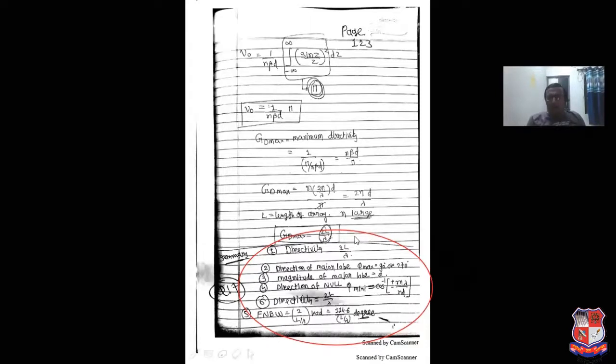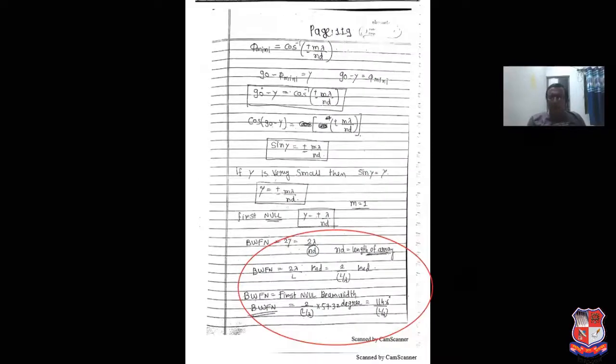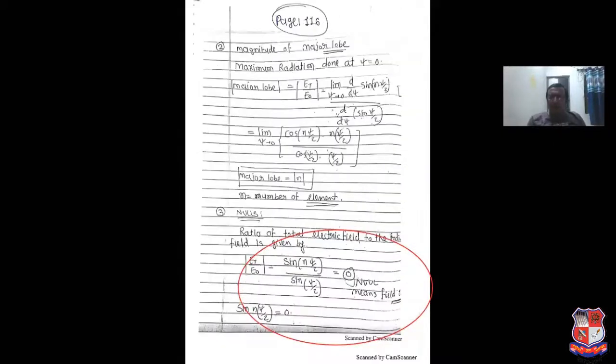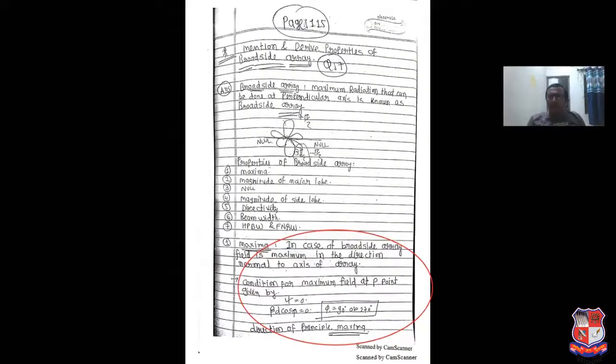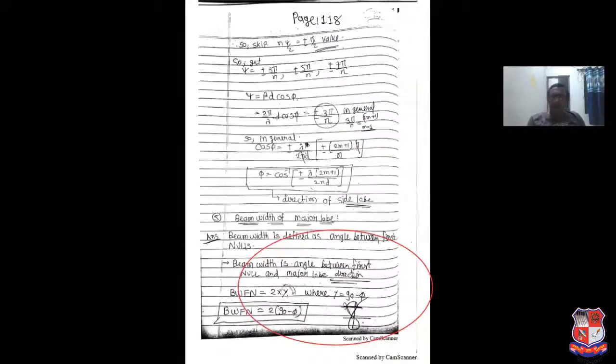See, for MCQ exam, you just have to remember this equation, forget the derivation, but please remember this point. This is very important for the GTU examination. Now see, this is the broadside array. Properties of the broadside array that I have completed in this particular lecture: maxima, magnitude of major lobe, null, magnitude of side lobe, directivity, beamwidth, and half power beamwidth, first null beamwidth.